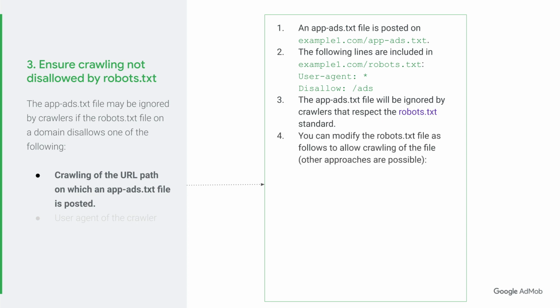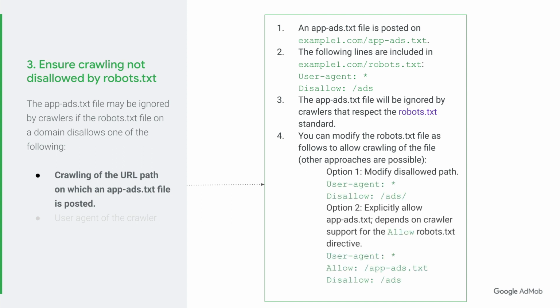You can modify the robots.txt file as follows to allow crawling of the file. Other approaches are also possible. Option 1. Modify disallowed path. Option 2. Explicitly allow apex.txt. This depends on crawler support for the allow robots.txt directive.